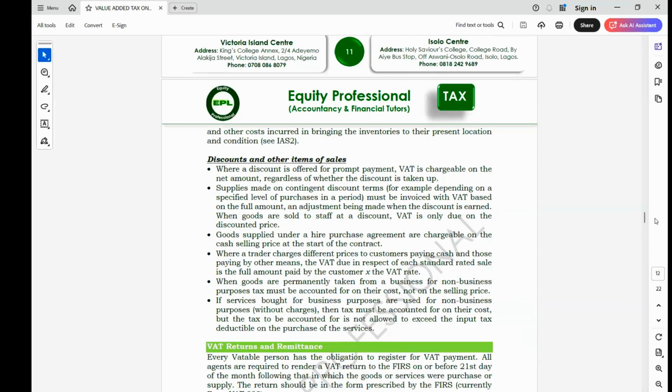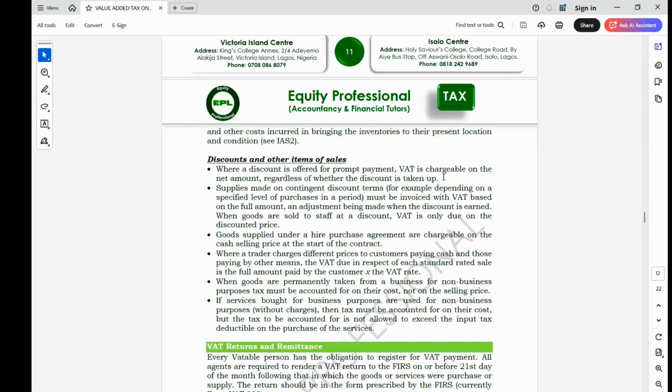Also, when you are given information about discounts, where there is a discount, when you want to calculate your value added tax, you must also adjust for that item. The value added tax must be based on the discounted amount. So what do we mean? Where a discount is offered for prompt payment, VAT is chargeable on the net amount, regardless of whether the discount is taken or not.